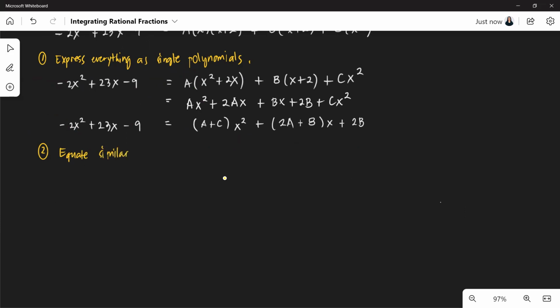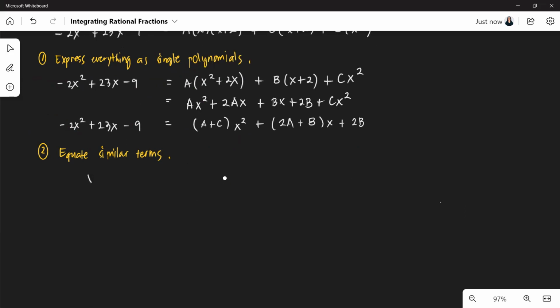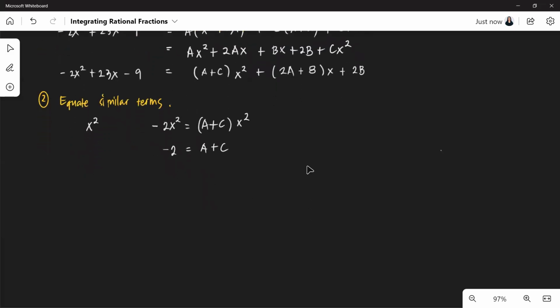Equate similar terms from each side of the equation. Starting off with the x squared term, we have negative 2 x squared on the left, which is equal to (a plus c) x squared on the right. Removing the common factor x squared, negative 2 is equal to a plus c. So this is equation number 1.